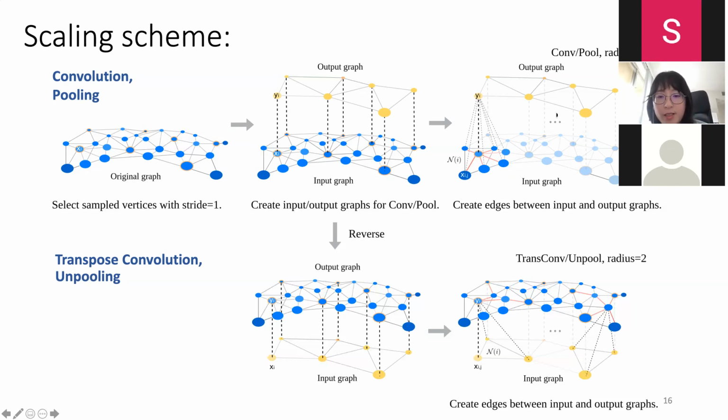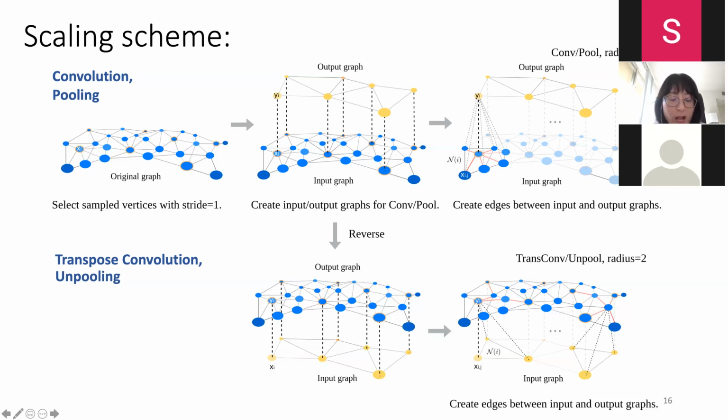And then suppose for a convolutional or a pooling operation, the kernel radius is 1. We define the edge between the output and the input based on the one-ring neighbor in the original graph. And if, for example, the radius is 2, then we will get an even larger region of vertices connected to the output vertex. And the reverse process is the same. So from a pooling or convolution layer, we can get its dual unpooling operation here.